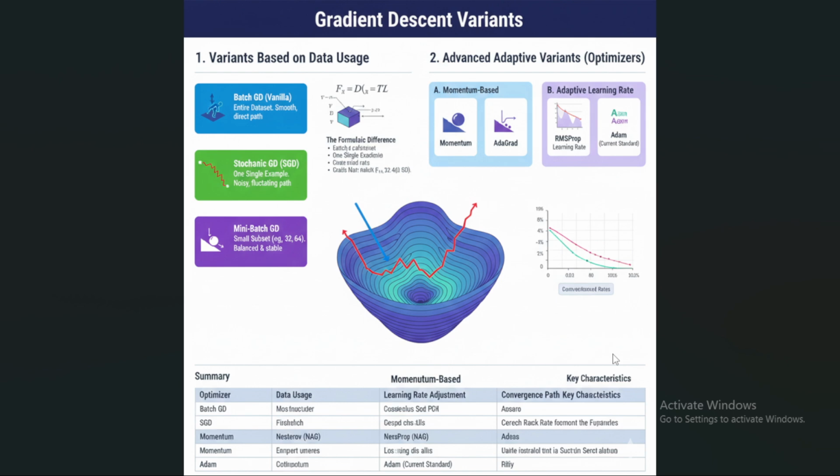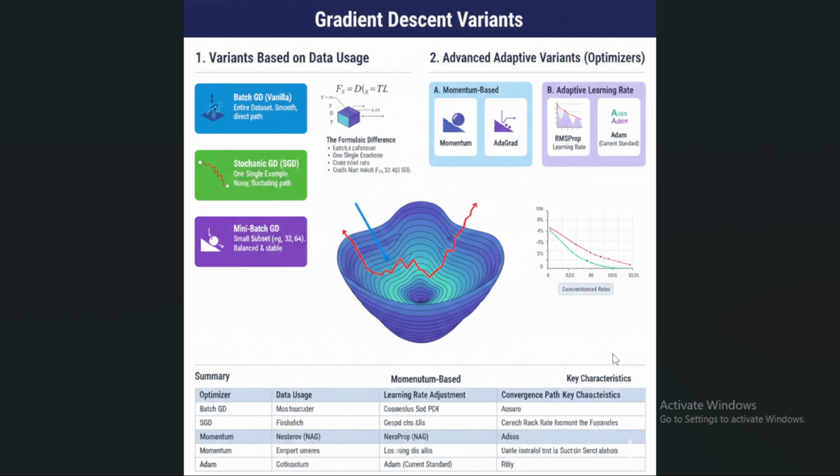So default choice, Adam works well out of the box for most problems, a good starting point for any architecture. So there are the batch GD, stochastic, mini batch, and in advanced adaptive variants, momentum based, adaptive learning rate, and there are momentum and AdaGrad, RMSProp and Adam, summary optimizer, data used, momentum based, and key characteristics.